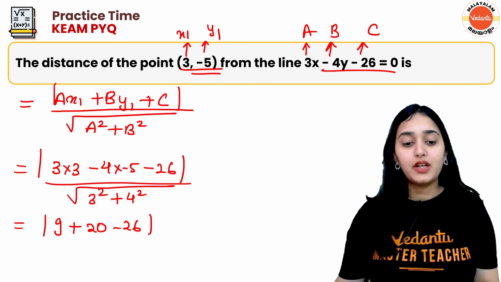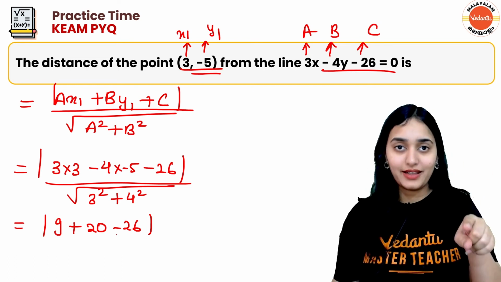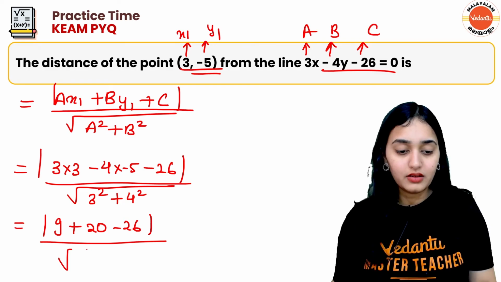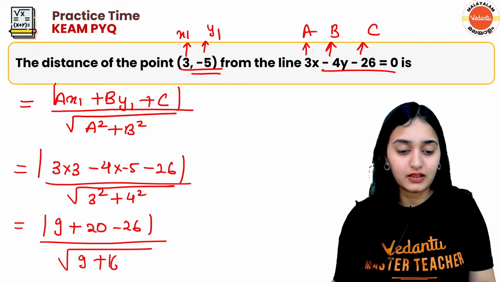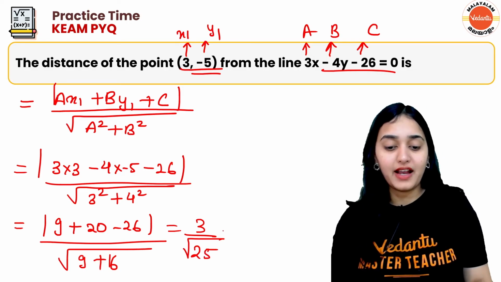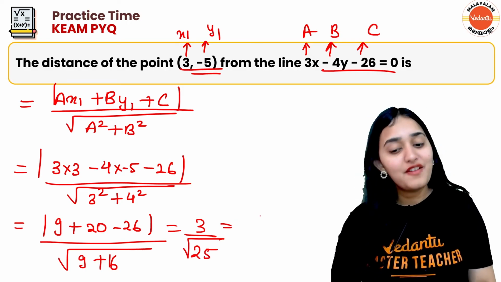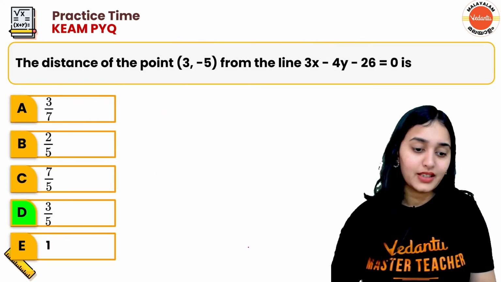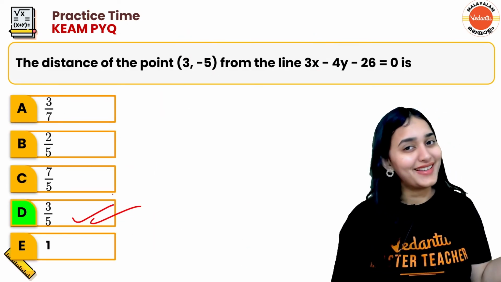So it is 20 minus 26 is minus 6. 9 minus 6 is 3 upon 9 plus 16. So this is coming 3 upon square root of 25. Square root of 25 is 5. So 3 upon 5. That is my right answer.